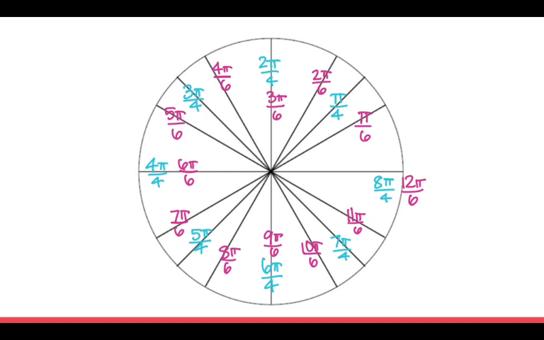Now that I've completed all of my angles, I'm going to go ahead and reduce all the angles that can be reduced. For example, 2 pi over 6 reduces to pi over 3. So I'm going to erase this and write pi over 3. 2 pi over 4 and 3 pi over 6 both reduce to pi over 2. 4 pi over 6 reduces to 2 pi over 3. 6 pi over 6 and 4 pi over 4 both reduce to just pi.